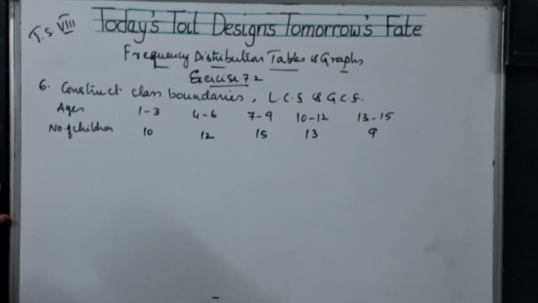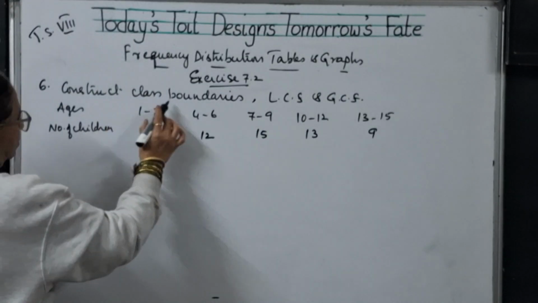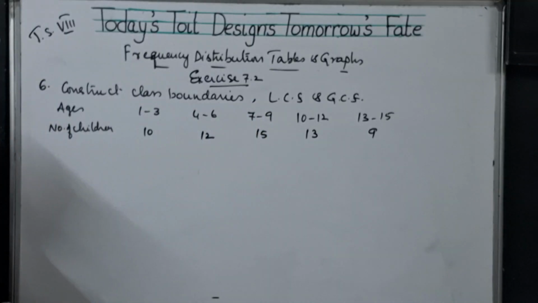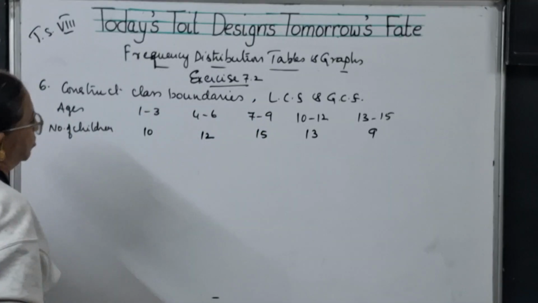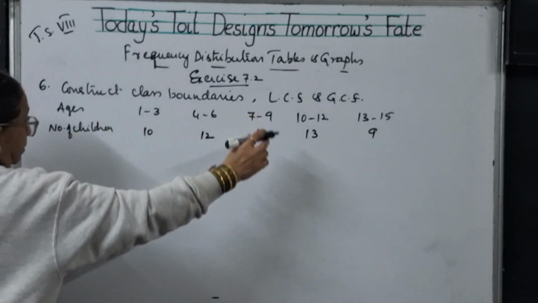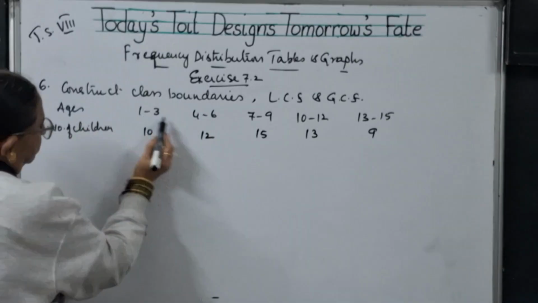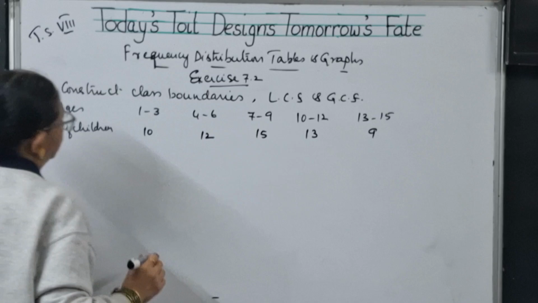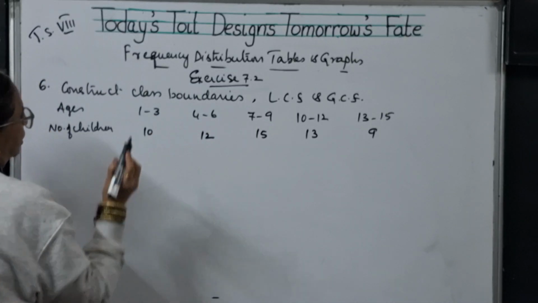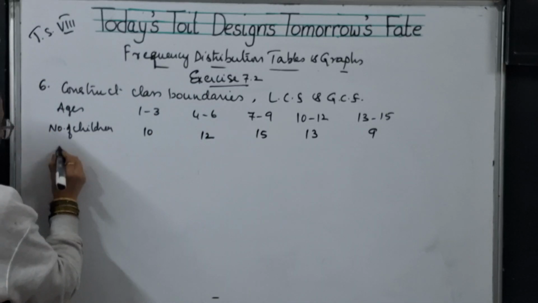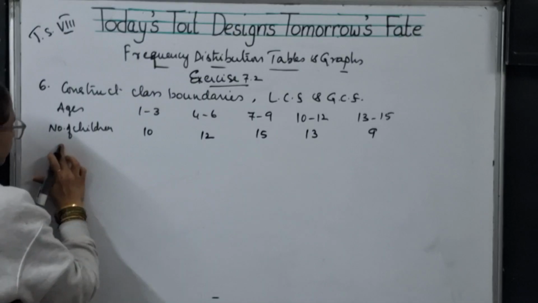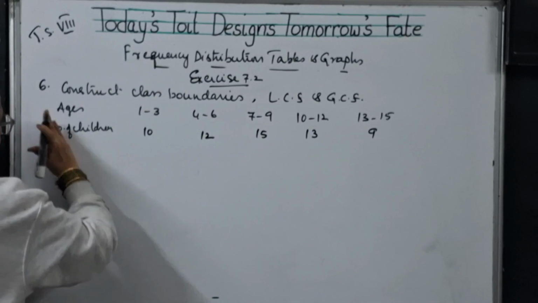Now, sixth problem, children. Construct class boundaries, less than cumulative frequency and greater than cumulative frequency. This is the problem that is given to us. Ages, that is class intervals, are given and the number of children are given. So let me write ages. Ages in the sense, I'll write it as class interval.